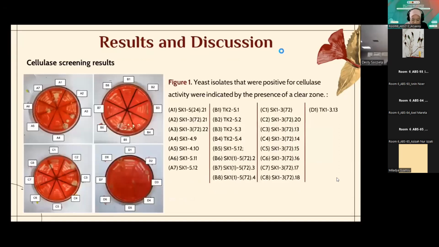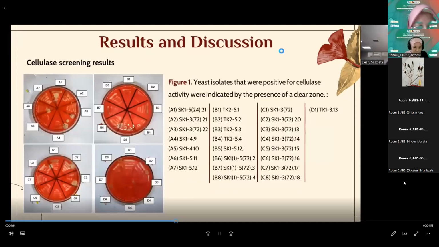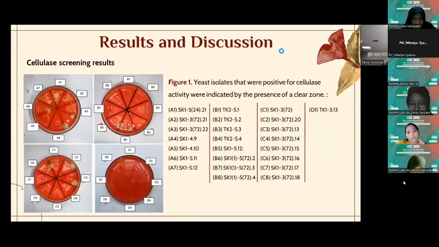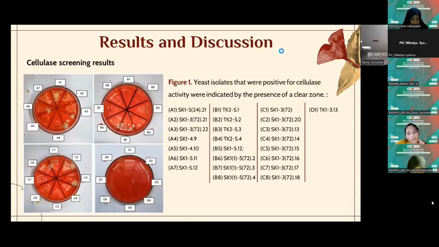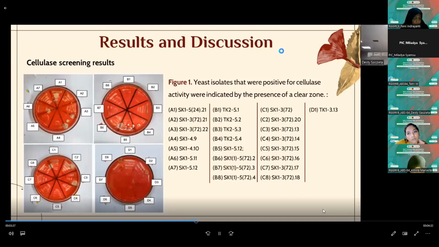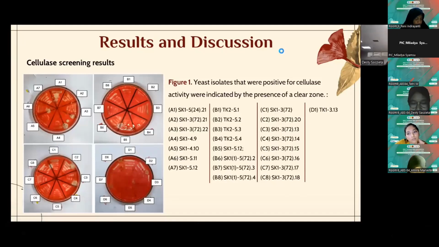Next, cellulase screening result. Based on the result of the screening that has been carried out, it was found that 29 isolates from cocoa variety SK and 27 isolates from cocoa variety TK were declared as producing cellulase enzyme. Isolates were declared positive if there was a clear zone around the isolate.